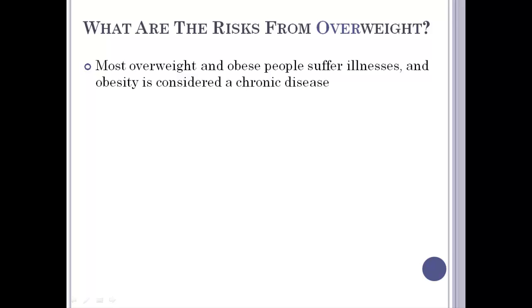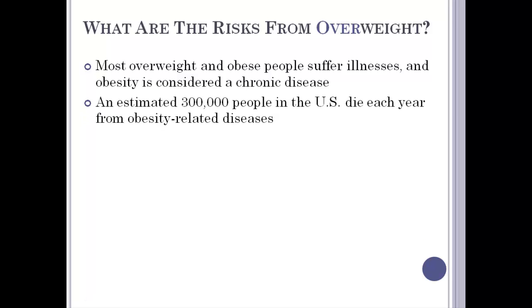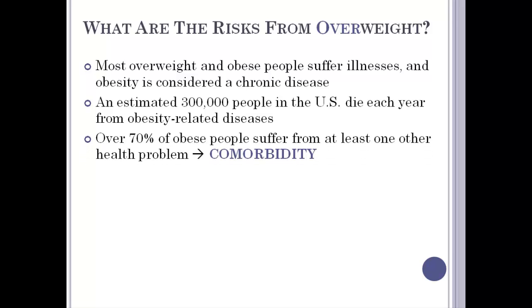Most overweight and obese people suffer illnesses, and obesity is considered a chronic illness. An estimated 300,000 people in the U.S. die each year from what we call obesity-related diseases. For example, if somebody develops type 2 diabetes because of their obesity, which is very common right now in the U.S., and they die of complications from their type 2 diabetes, we would consider them dying from obesity-related disease.